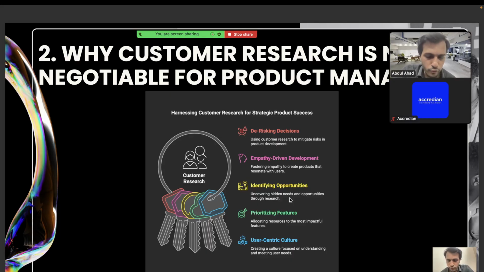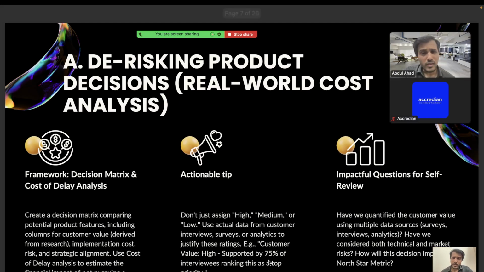generate business value. Next, user-centric culture, ensuring that we are customer obsessed. We are able to understand the needs and we are able to meet the needs of the customer. So we'll do a bit of a deep dive here. De-risking the product decisions. So there are a few examples that we will talk this through.